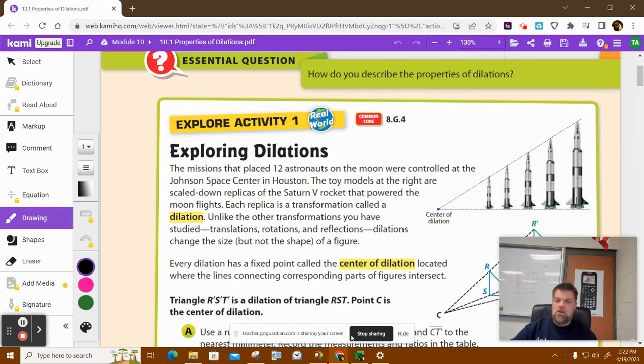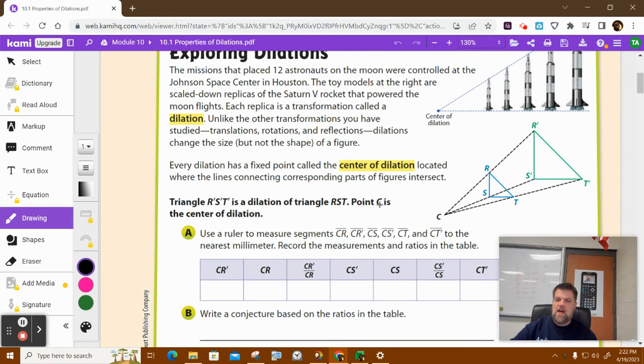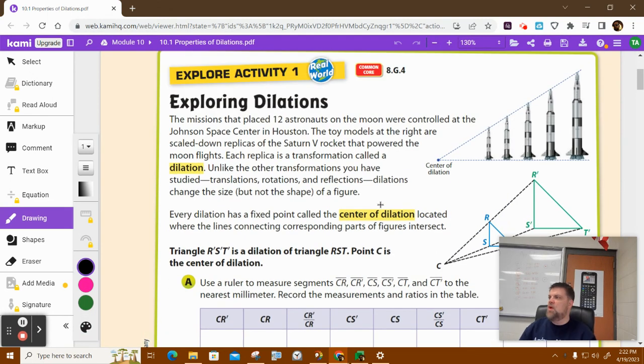All right, so on all of our transformations, we did them all but one. One is called dilation. Let me just read what the textbook says. The missions that placed 12 astronauts on the moon were controlled at the Johnson Space Center in Houston. The toy models at the right were scaled down replicas of the Saturn V rocket that powered the moon flights. Each replica is a transformation called a dilation.